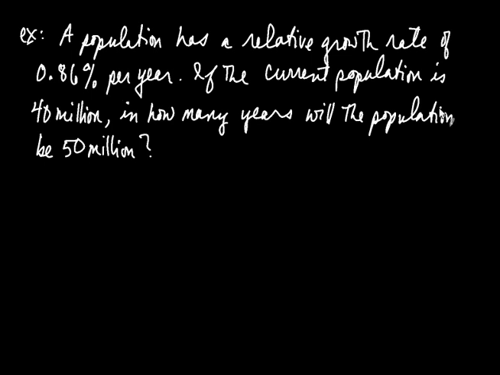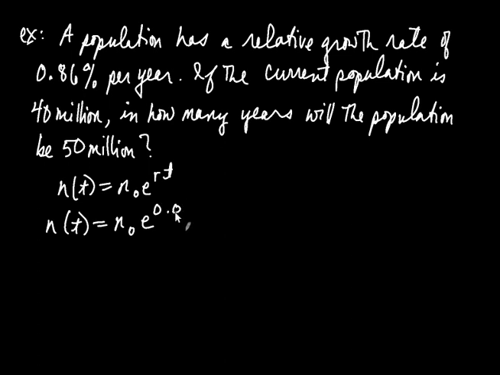Let's see what happens. If the current population is 40 million, in how many years will the population be 50 million? Okay, so now when you have a percent growth rate, you can take your function, N of t is equal to N naught e to the rt, and r is the relative growth rate, the percentage growth of the population per year. So in this case, we can just substitute that in. Now you have to convert it to a decimal: 0.0086t.